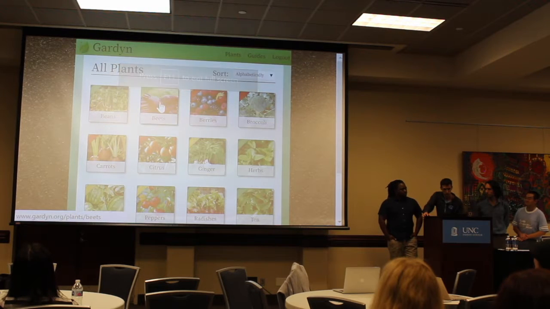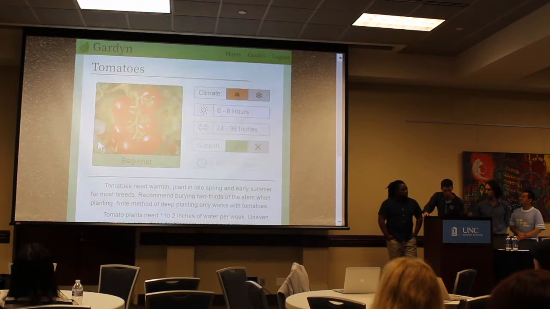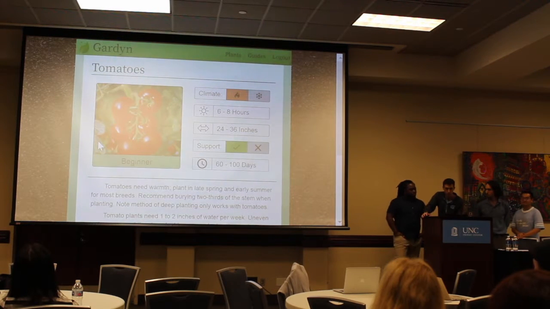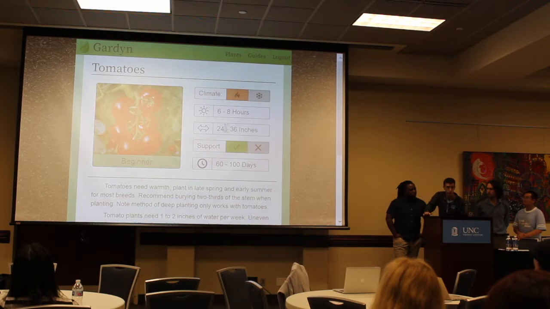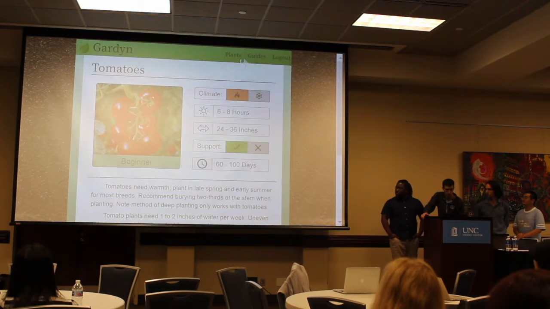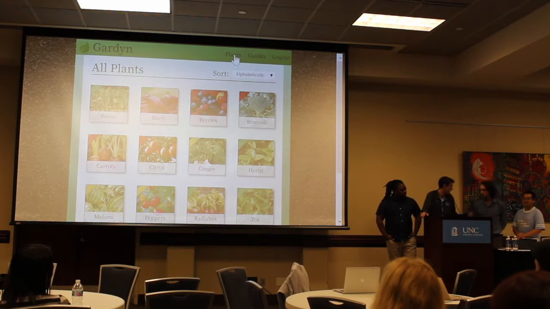So you see that there's all different types of stuff you can grow. Like I said, I wanted to grow tomatoes, so you just click tomatoes. Here it is. So it has information about what type of climate it prefers, how much sun it needs to get, how much spacing it needs, whether it needs support, and the growing period. And some additional information down here. And I'll hand it over to Owen to talk more about some of the technologies that we use.